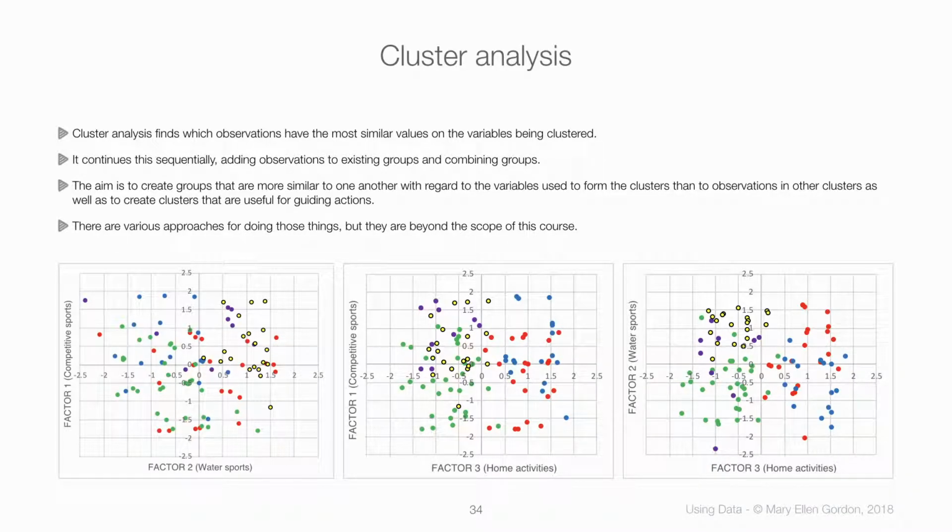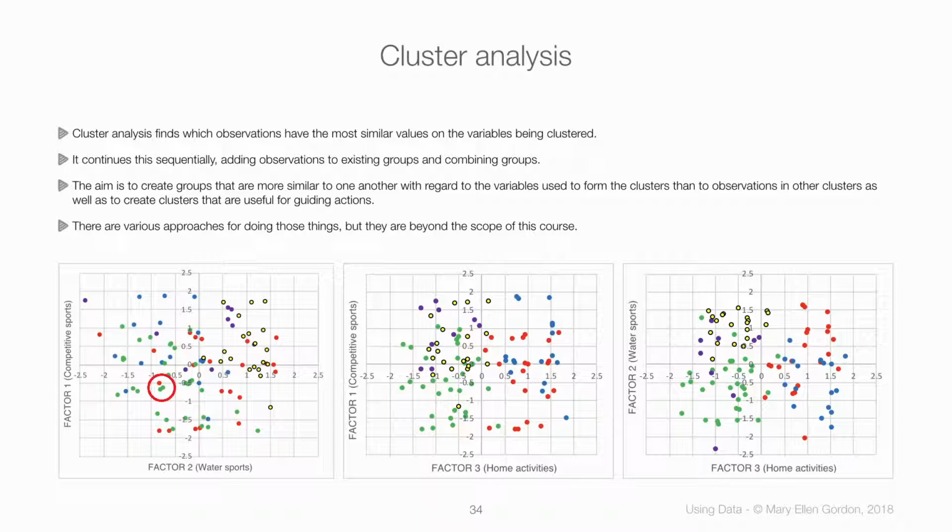Cluster analysis finds which observations have the most similar values on the variables being clustered. It does that by measuring the distance between pairs or groups of observations. For example, these two visitors are similar in terms of their attitudes toward water and competitive sports.